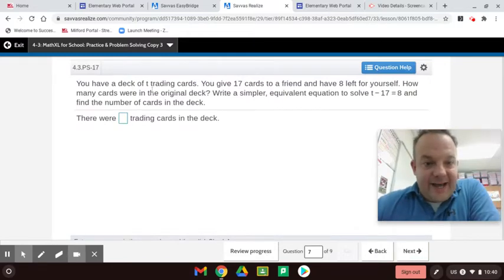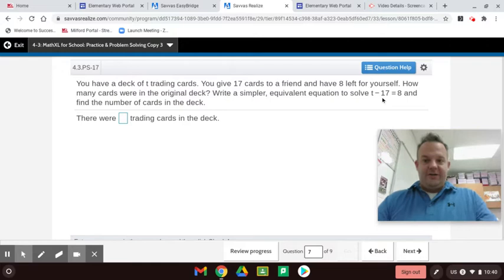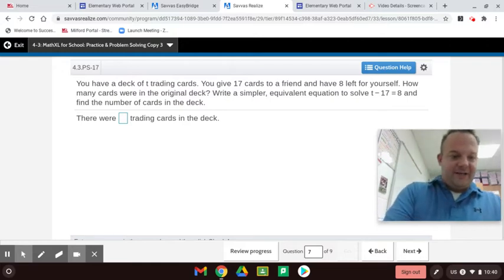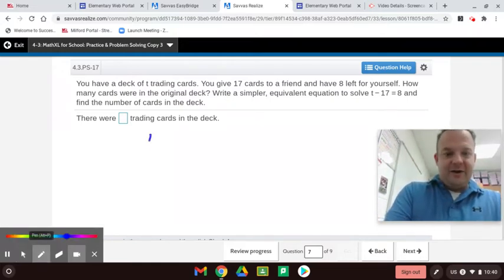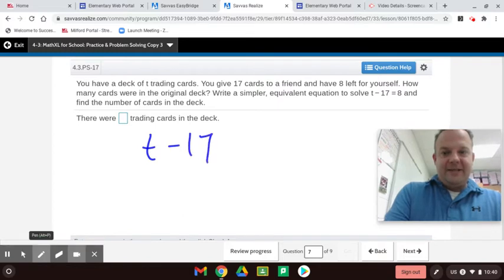You have a deck of T trading cards. You give 17 cards to a friend and have 8 left for yourself. How many cards were in the original deck? Write a simpler equivalent equation to solve this. So an equation has an equal sign, guys. Make sure you put an equal sign in this. Equivalent equation. So the inverse of subtracting 17 is adding. So you have T minus 17 equals 8.